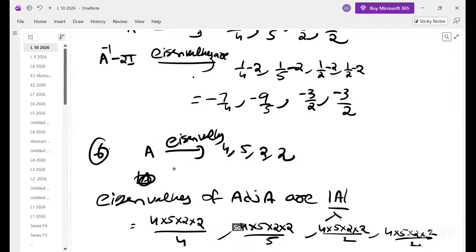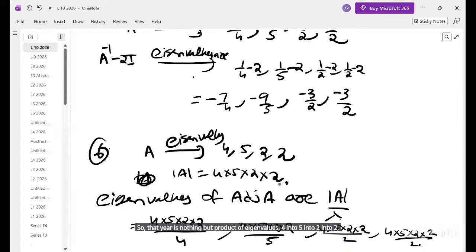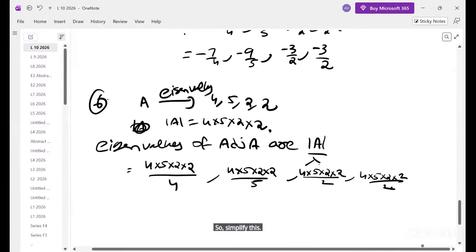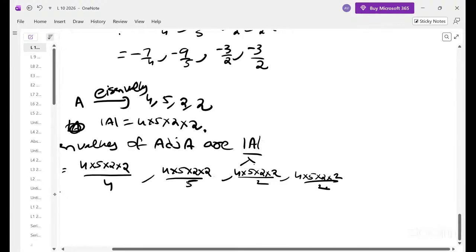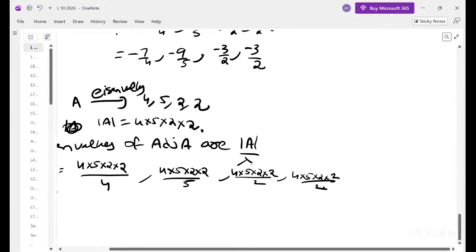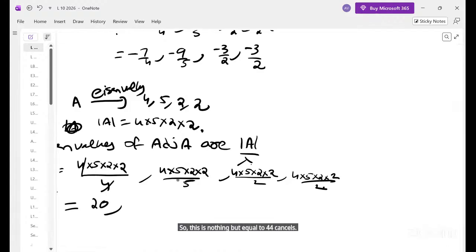So determinant A is nothing but the product of eigenvalues, 4 into 5 into 2 into 2. So simplify this. What will you get? This is nothing but equal to 4, 4 cancels, 20. 5, 5 cancels, 16. 2, 2 cancels, 40. 2, 2 cancels, 40. So these are eigenvalues of adjoint.